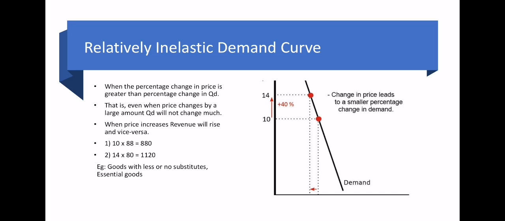Now for an essential good, let's say we are producing rice. Look at this, at the first point it was 88 units sold at 10 rupees, so 880 our revenue. Now when we increase the price just by 4 rupees, our quantity demanded dropped only a little and our revenue increased up to 1120 rupees.